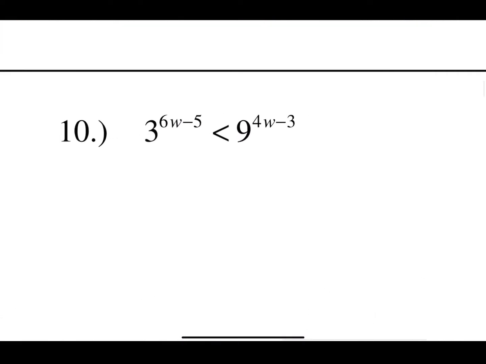On number 10, notice we have an inequality this time. So I have a 3 and I have a 9. I want to change the 9 into the same base 3. 9 happens to be 3 squared. So this 9 is the value 3 squared. But originally, 9 was raised to the power of 4w minus 3. Well, so must this 3 squared. It's still raised to the power of 4w minus 3.